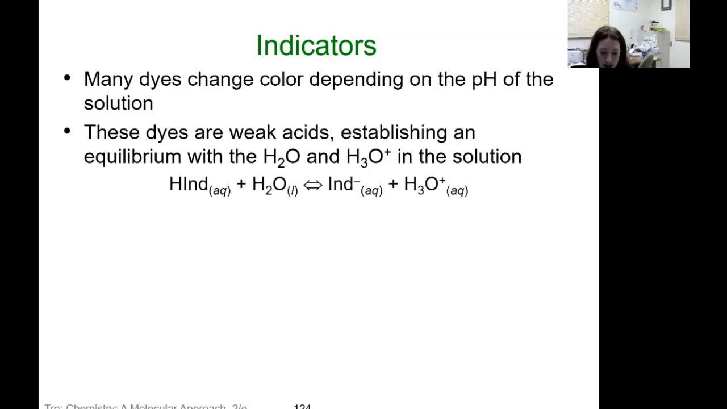And so when I'm going to show you these, this is just the indicator. So this is like HA, and this is like A minus. So just think of it like that. We're just using indicator instead.